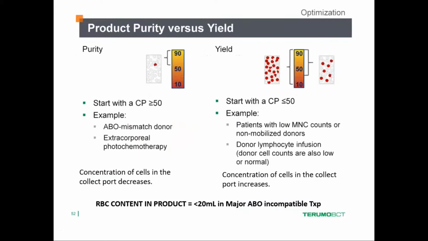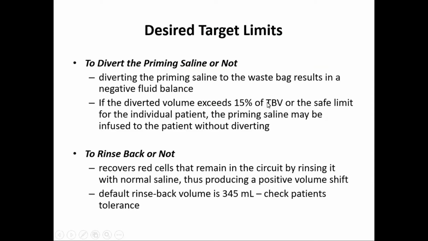So the final thing is you need to choose what you want: a purified product or a high yield product. By default, collection preference will be set at 50. If you want a purified product, you start your collection preference beyond 50, around 52 or 53, and try to take a purified stem cell product with a smaller amount of RBC contamination, which is commonly adopted in an ABO mismatched donor setting. When you have a patient who has a low MNC count and there is no need to worry about RBC contamination, always start with a CP of less than 50. So you try to take as many stem cells as possible. That always comes with the risk of RBC contamination.